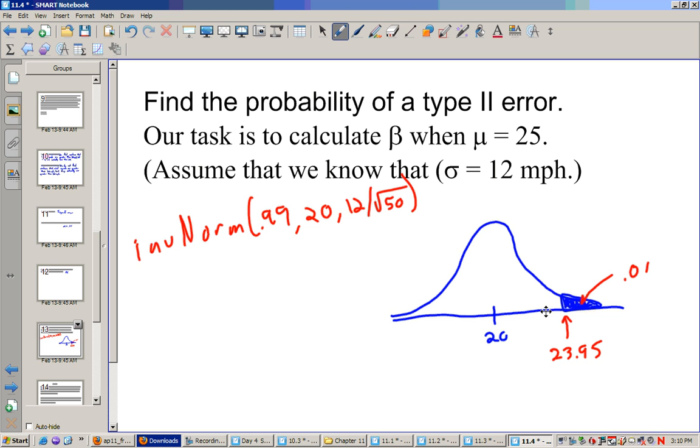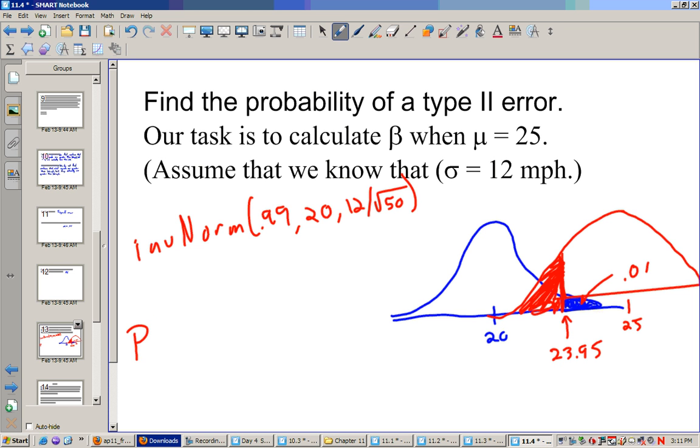So 23.95 is the level that we reject at. If it's less than that, we will fail to reject the null. If it's greater than that, we'll reject the null. Now, this is saying what's our beta level when mu is actually 25. So if mu is 25, let's find our beta level. What would fit under the 25 normal curve that would be less than this value? So we'll have to shade in all of this.